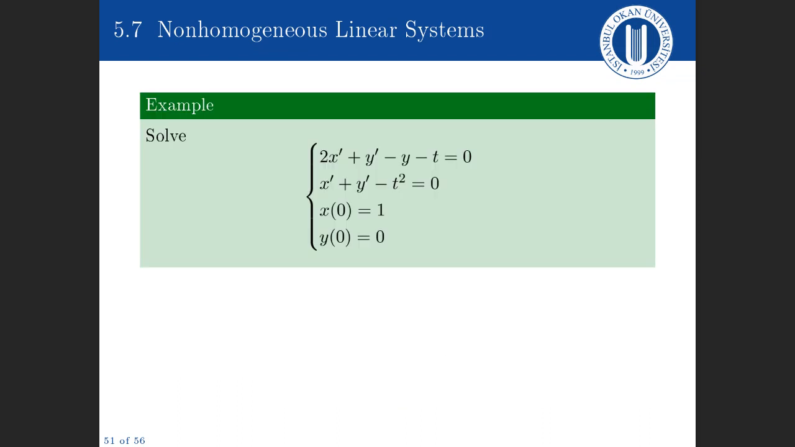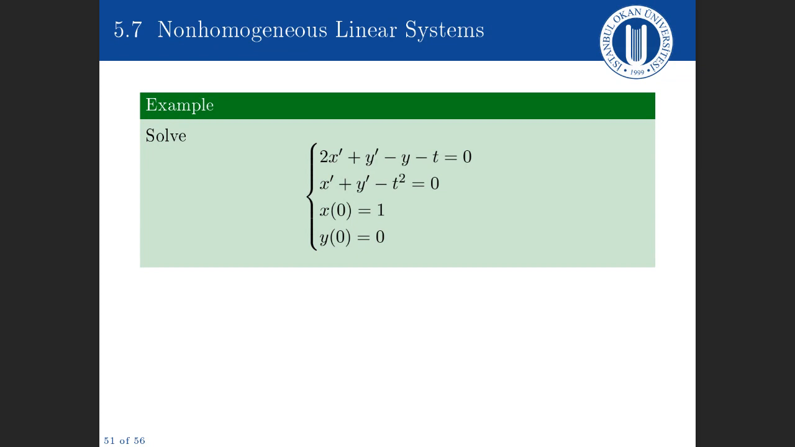Let's do one more example in the final five slides. Solve 2x prime plus y prime minus y minus t is equal to 0. x prime plus y prime minus t squared is equal to 0. With the initial conditions, x of 0 is 1, y of 0 is equal to 0.